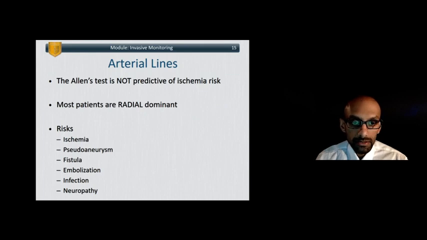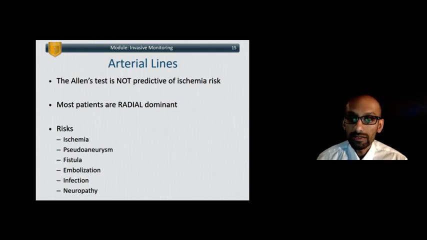When cannulating the radial artery, you don't necessarily need to take into account the results of the Allen's test. It's not predictive of ischemia risk. There's really old literature that shows that, if you have a positive Allen's test and you don't have collateral flow, you can still do an art line, and it doesn't seem to increase the risk of complications from the art line. You might take caution with it, but it's not absolutely predictive of ischemia risk.